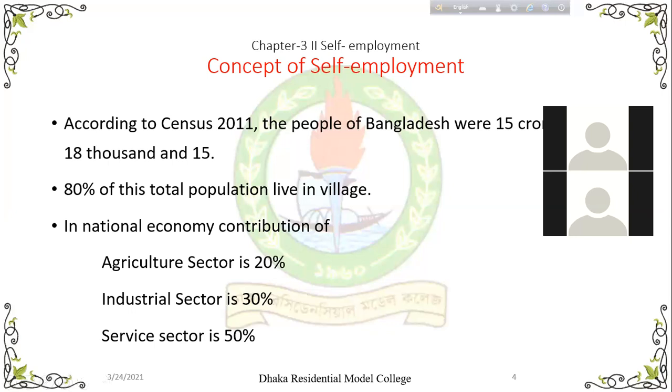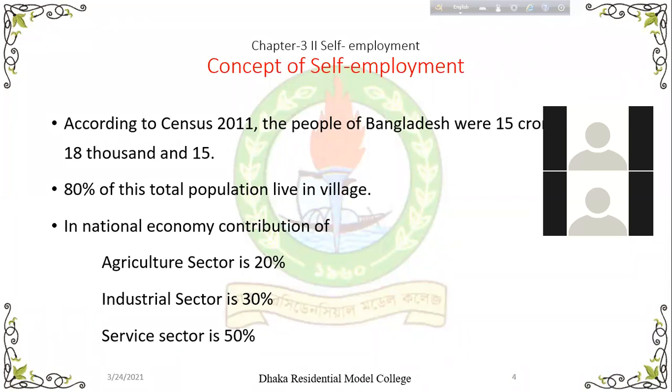These three sectors are the parts of production, and production contributes to the national economy. In the national economy, the contribution of the agriculture sector is 20%, industrial sector is 30%, service sector is 50%. Contribution means অবদান. The agriculture sector contributes 20% out of 100%. The industrial sector, like jute industry, garments industry, fisheries industry. These are the industrial sectors. Industrial sector is 30% contribution and service sector is 50%.